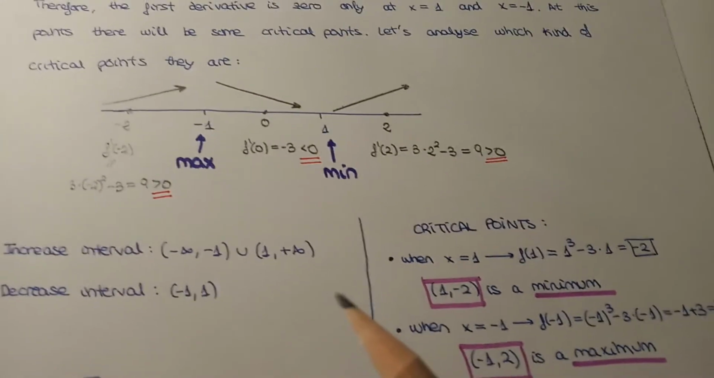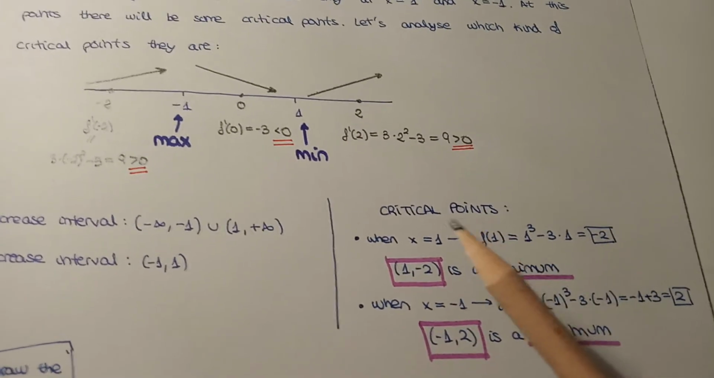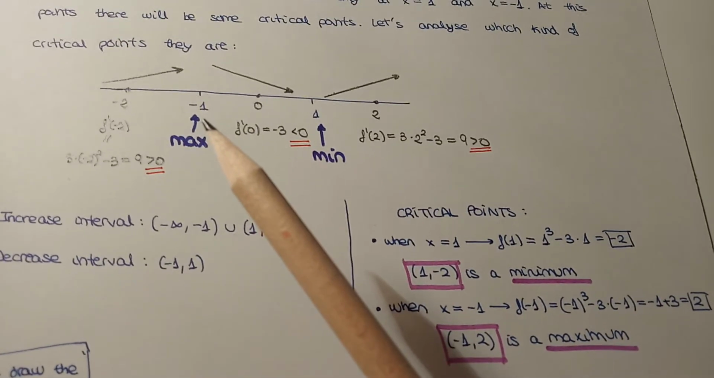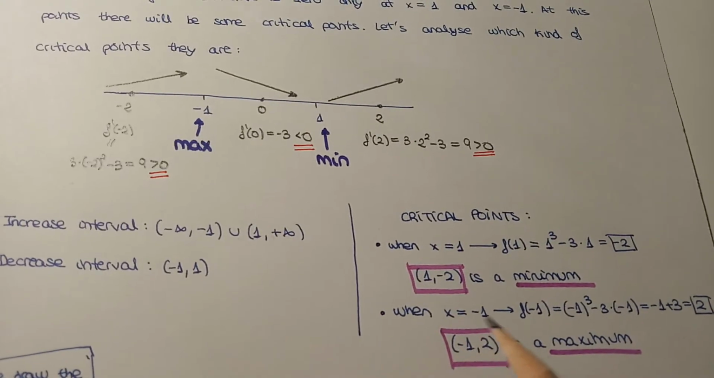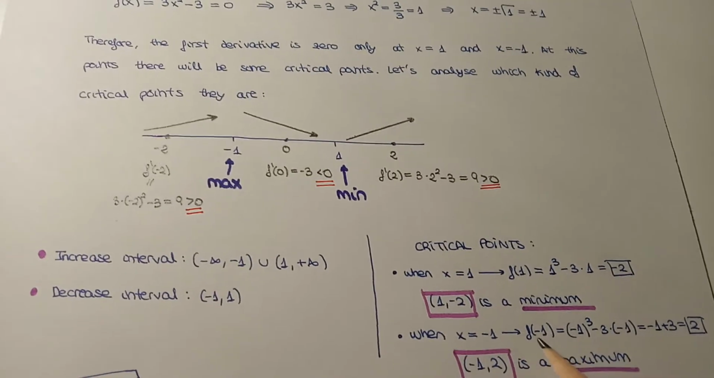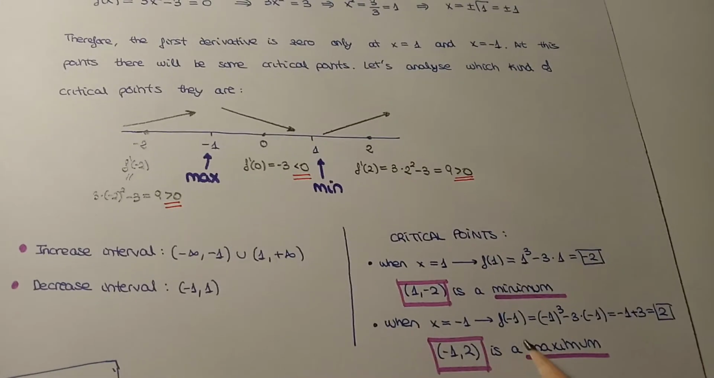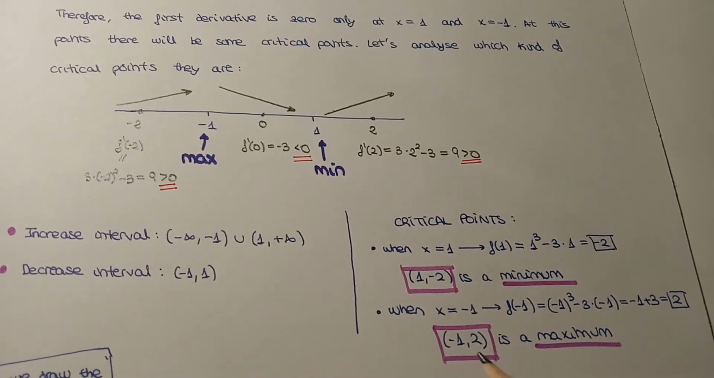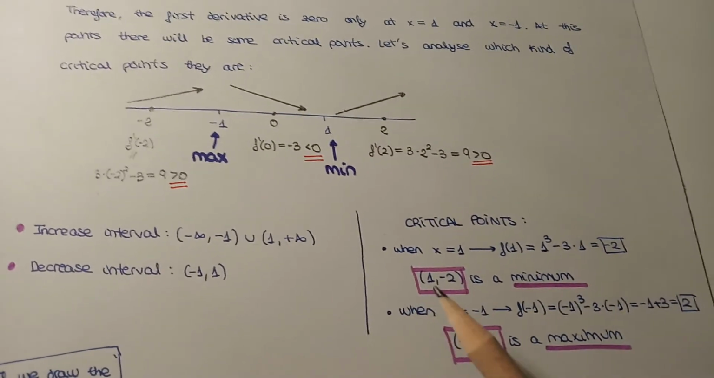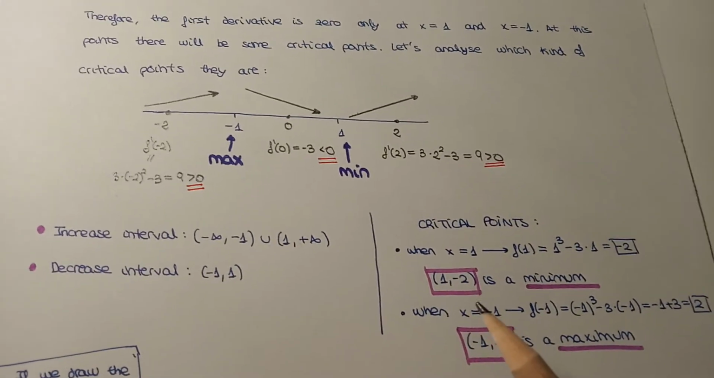If they ask you to calculate critical points, you need to give both coordinates. You know there's a maximum at x equal minus 1, but you need to calculate the second coordinate as well. So you replace minus 1 in the function, and it happens to be 2, so minus 1, 2 is a maximum. When you replace 1, it's minus 2, so 1, minus 2 is a minimum. Points are points, you always need to give 2 coordinates.